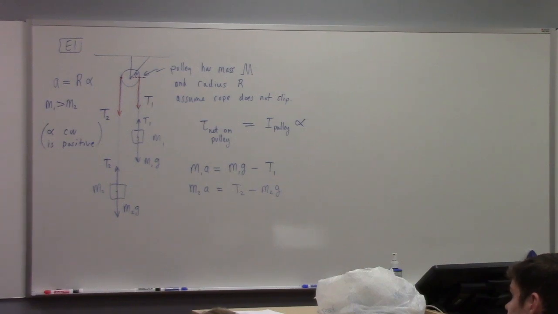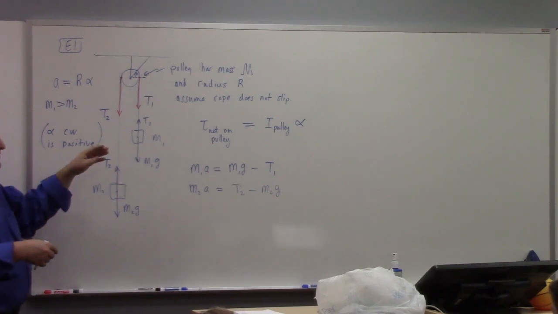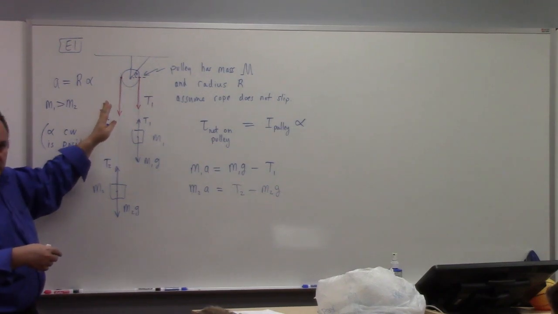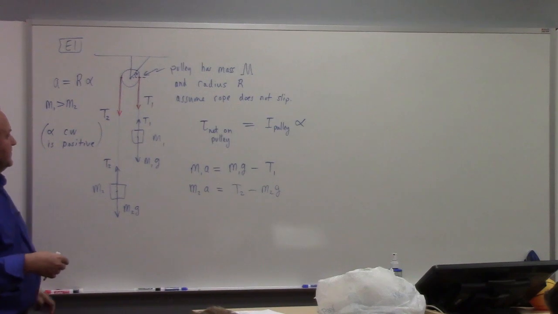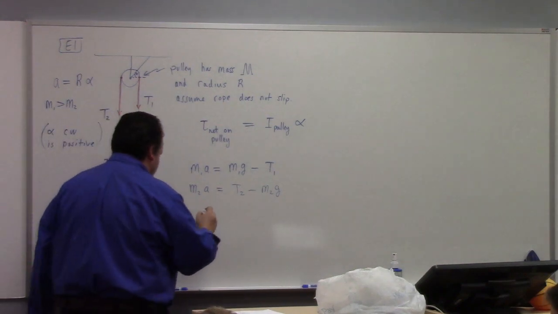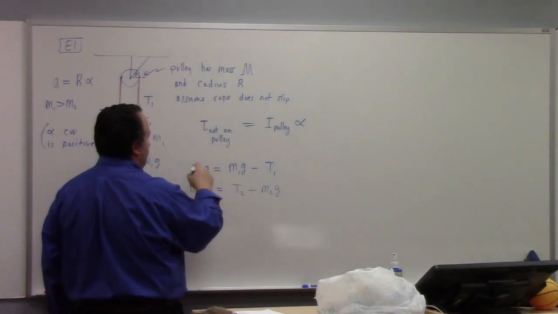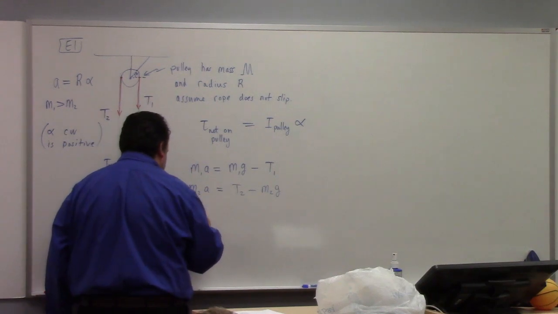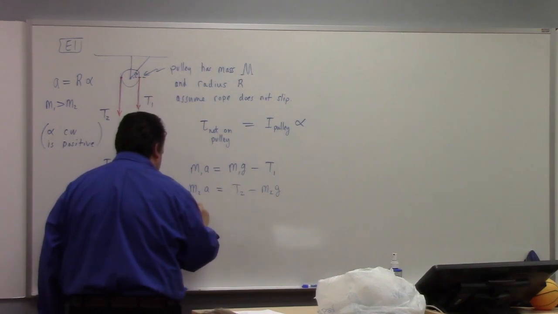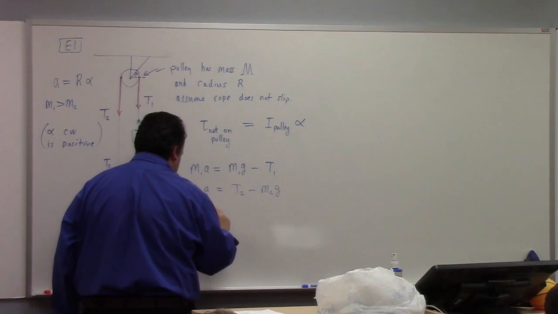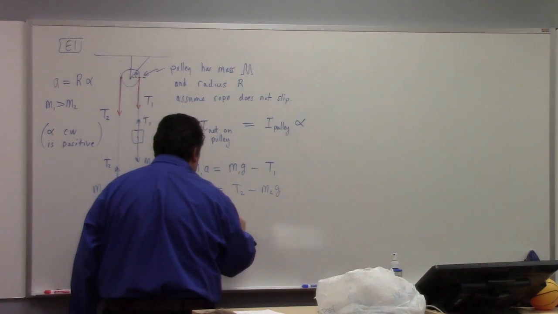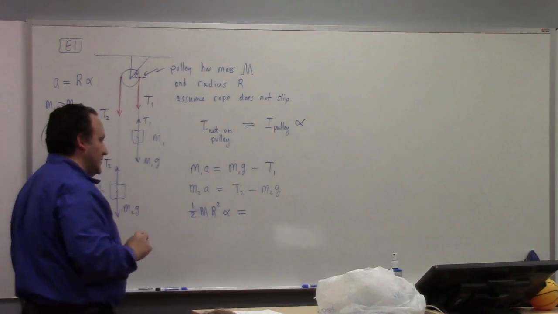So what is actually the net torque on the pulley? What do we have here? Well, it's the tensions, right? Tension 1 and tension 2. So what's the torque from tension 1? What is the moment of inertia of the pulley? It is 1/2 the mass of the pulley times R squared, alpha equals to what?